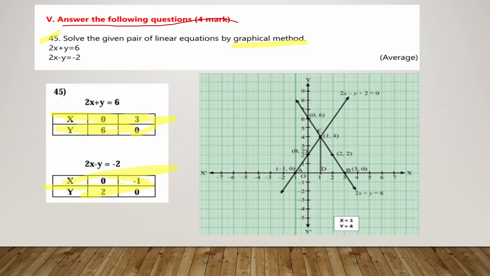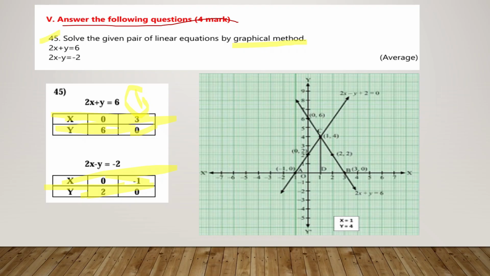Do the same thing for the second equation, that is 2x minus y is equal to minus 2. Here if you substitute x as 0, you will get the value of y as 2. If you substitute the value of x as minus 1, you will get the value of y as 0. So the points are 0, 2 and minus 1, 0. Now this is the first step you must do.